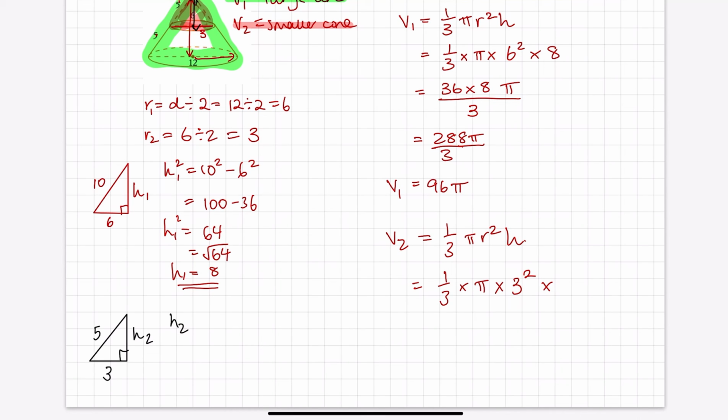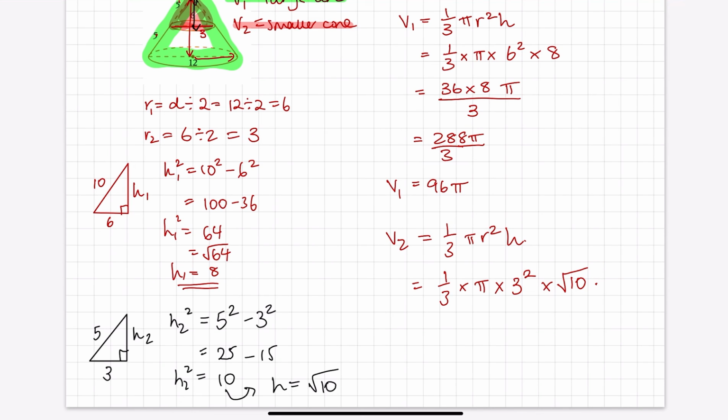And then the next one, you do the same thing as you did previously. So h2 squared, we're using Pythagoras' theorem. You're going to do the hypotenuse squared minus 3 squared, which equals 25 minus 9, which equals 16... sorry, 25 minus 15, yep, equals 10, so h2 squared equals 10. H equals root 10. I'm going to leave it as root 10 and then substitute that in. So let's substitute root 10 in here. Hopefully you followed that.